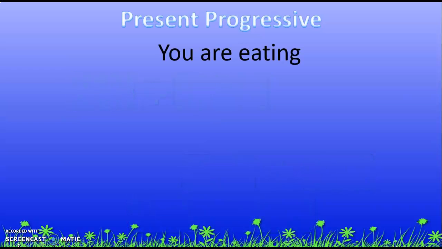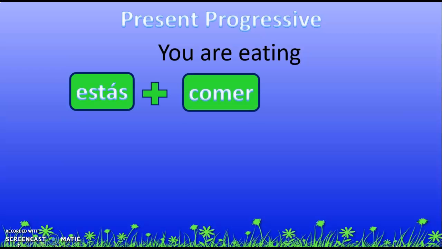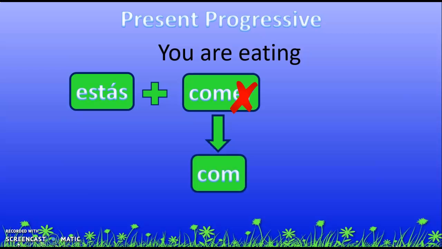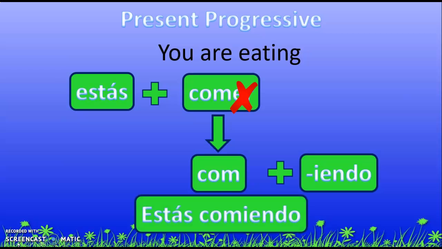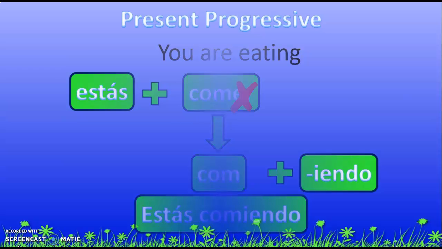Here's another example. You are eating. In Spanish, you are is estás. The verb for eat or to eat is comer. Take off the ending, you're left with the stem, and since this is an ER verb, you're going to add yendo to the verb, so you end up with the sentence estás comiendo. You are eating. Estás comiendo.